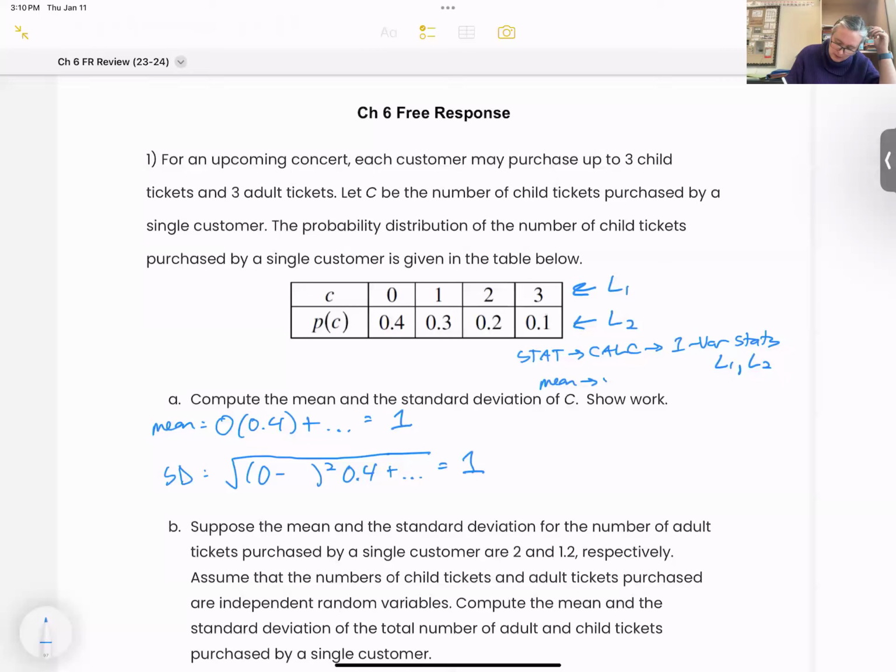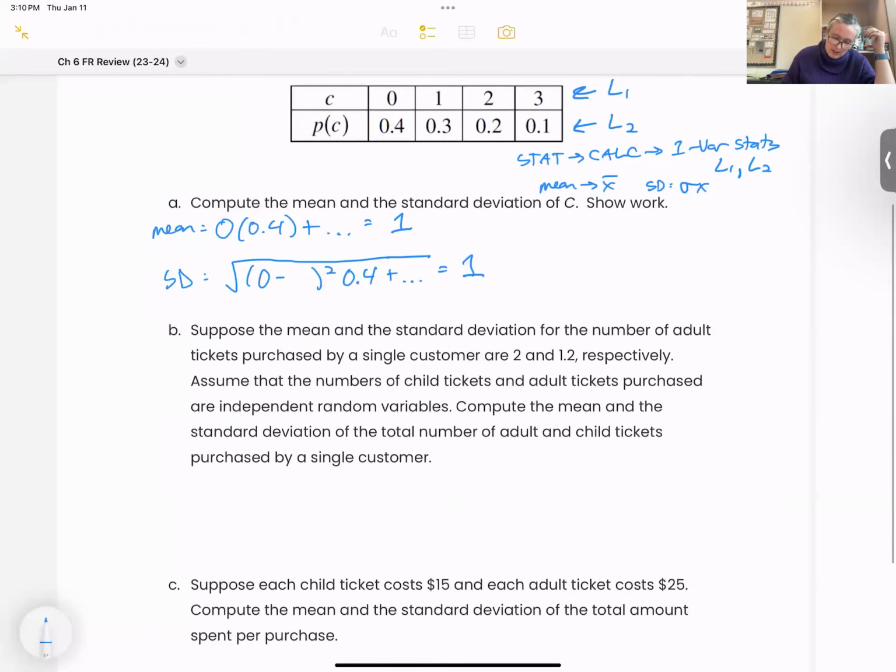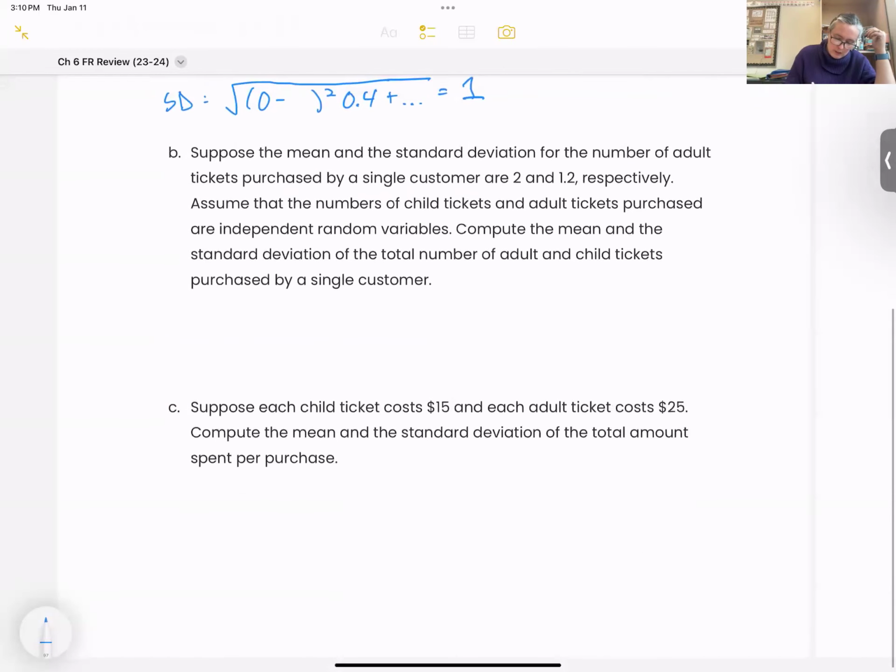Because the mean is the x bar value and the standard deviation is the sigma x value. Okay, so that's that, 1 and 1. Okay, part B, now they're not giving you a chart, they're just telling you the mean and standard deviation. So this is the mean and this is the standard deviation. Those will be useful. They assume they're independent. What is the mean and standard deviation of the total number of tickets, adult and child together?